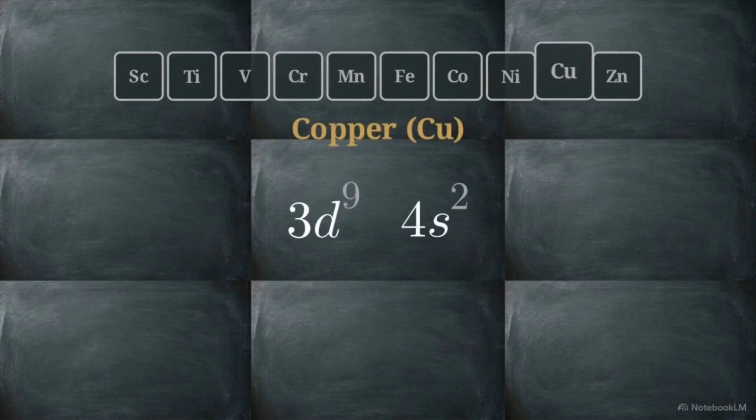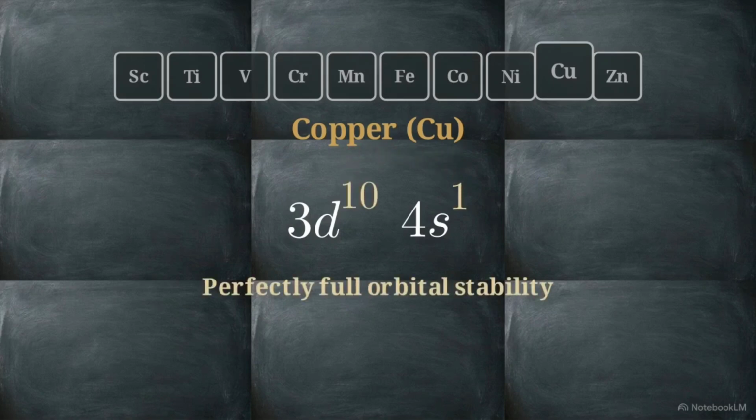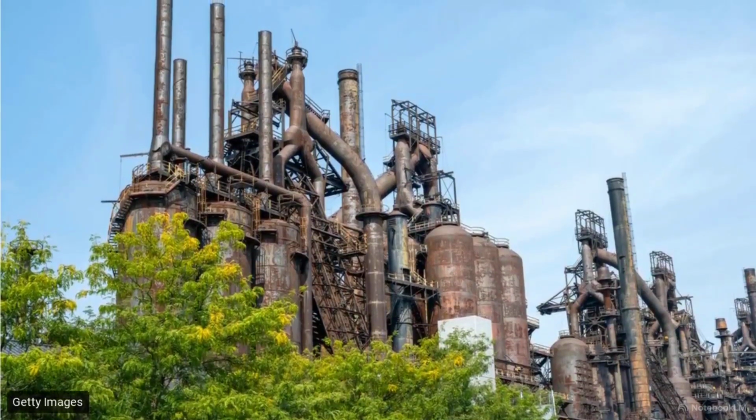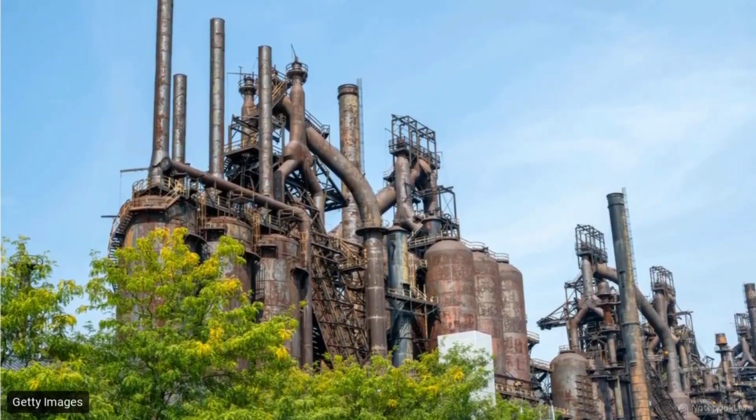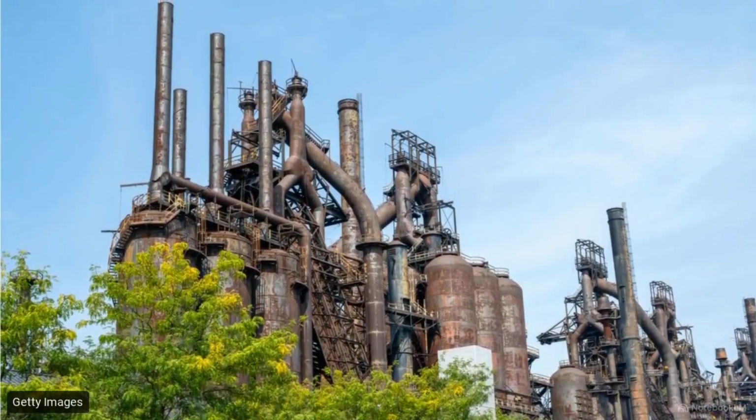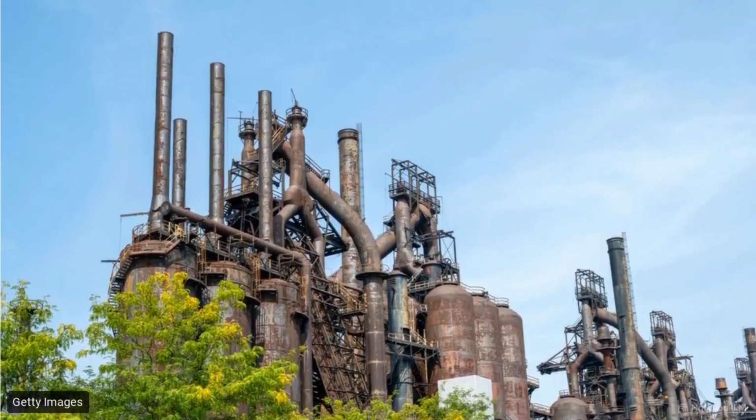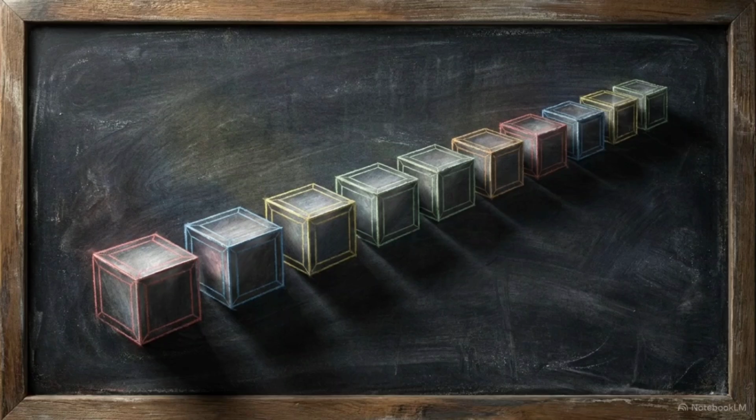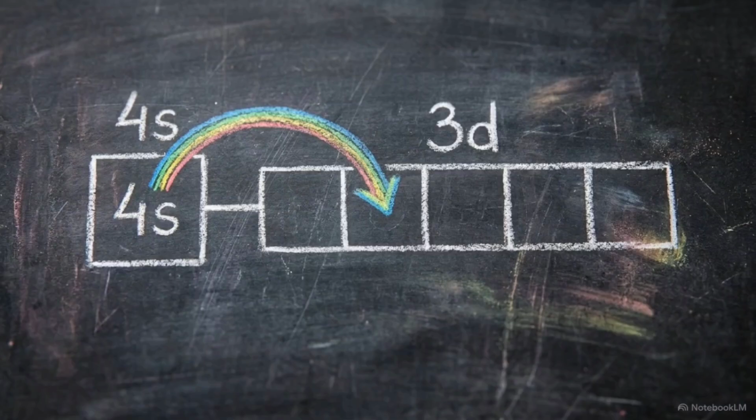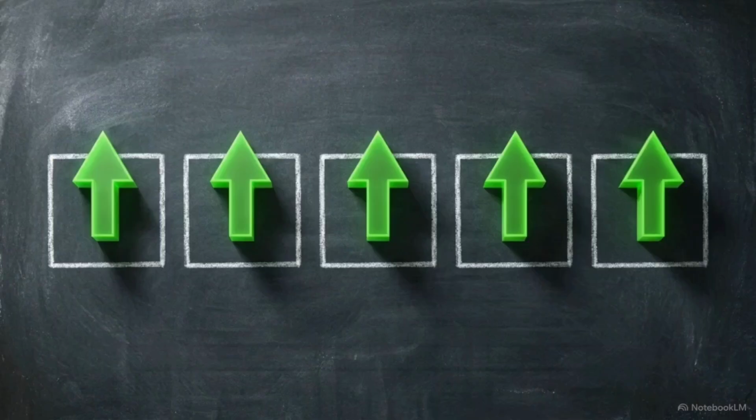Copper follows the same logic. To reach a perfectly full 3d10 shell, it pulls an s electron, resulting in 3d10, 4s1. These atomic structures give the 3D series immense physical strength. Elements like iron and chromium provide the structural foundation for industrial infrastructure and steel production. Conquering the 3D row is a matter of counting and shifting a single electron to achieve perfect symmetry.